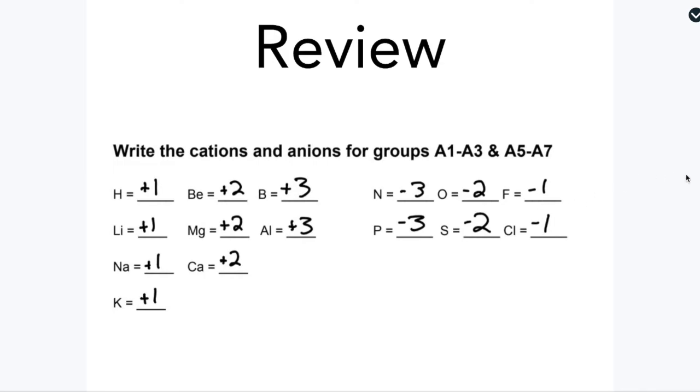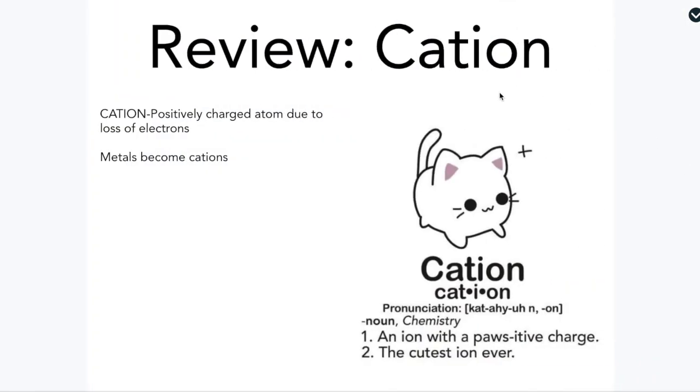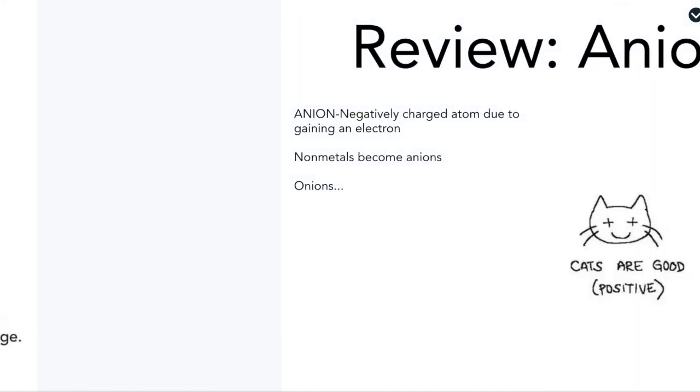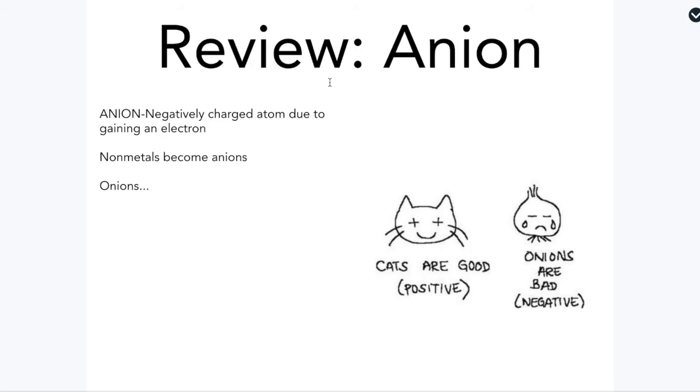And just once again to review those words, a cation is a positively charged atom due to loss of electrons. All of our metals become cations. And an anion is a negatively charged atom due to gaining an electron, and the nonmetals become anions. We remember that cats are good, positive, cations positive. Anion sounds like onion, and therefore onions are bad or negative, and so anions are negatively charged ions.